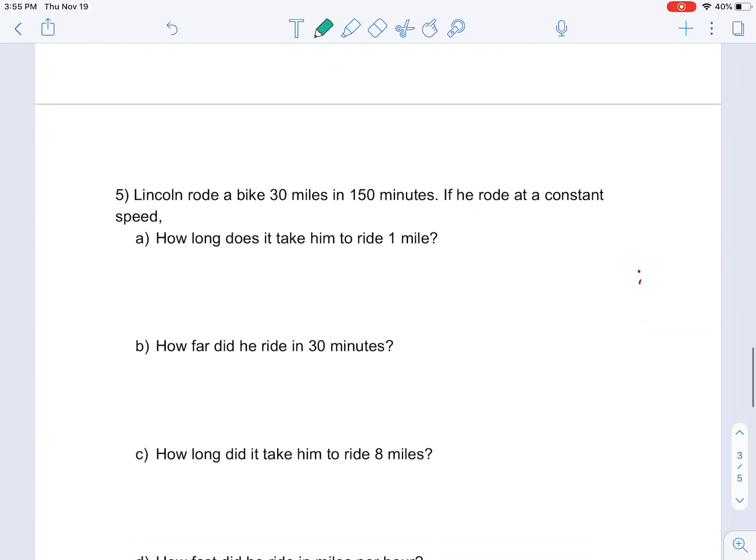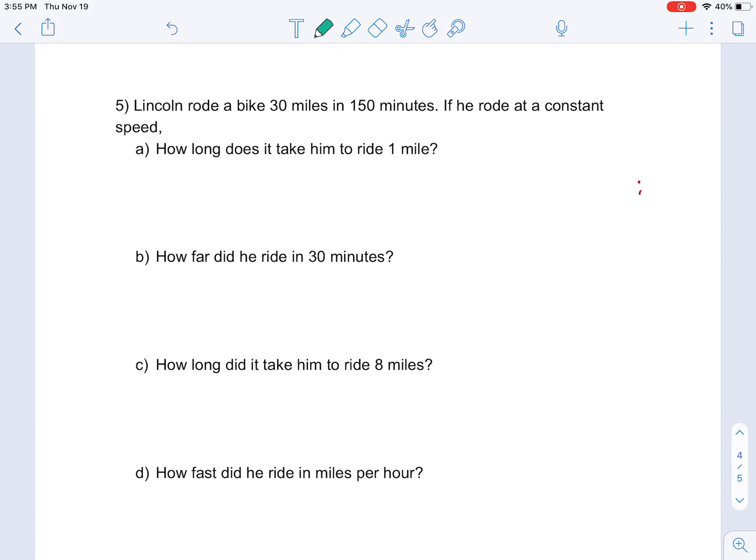Okay. Number 5. Lincoln rode a bike 30 miles in 150 minutes. If he rode at a constant speed, A, how long does it take him to ride 1 mile? Well, we have to do 150 divided by 30 minutes, and that gives me 5 minutes. So he's riding 5 minutes every mile. Okay?